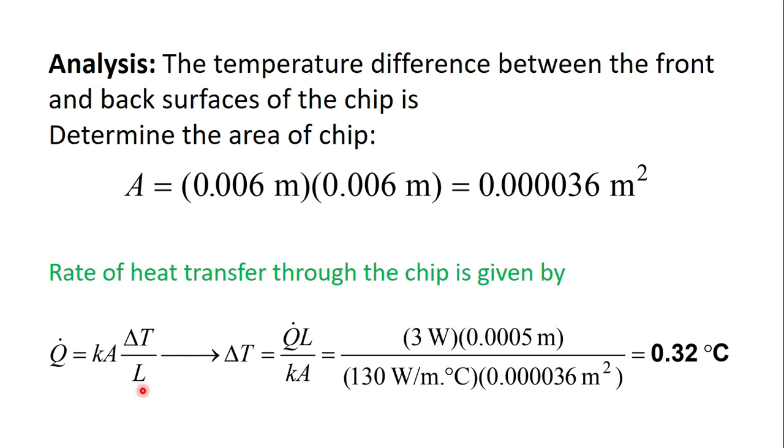What you have to do is determine this temperature difference. After rearranging this formula, taking delta T on one side and all the remaining parameters on the other side, you will get this form of the equation. After putting in all the values and simplifying, you will get delta T equal to 0.32 degree centigrade.